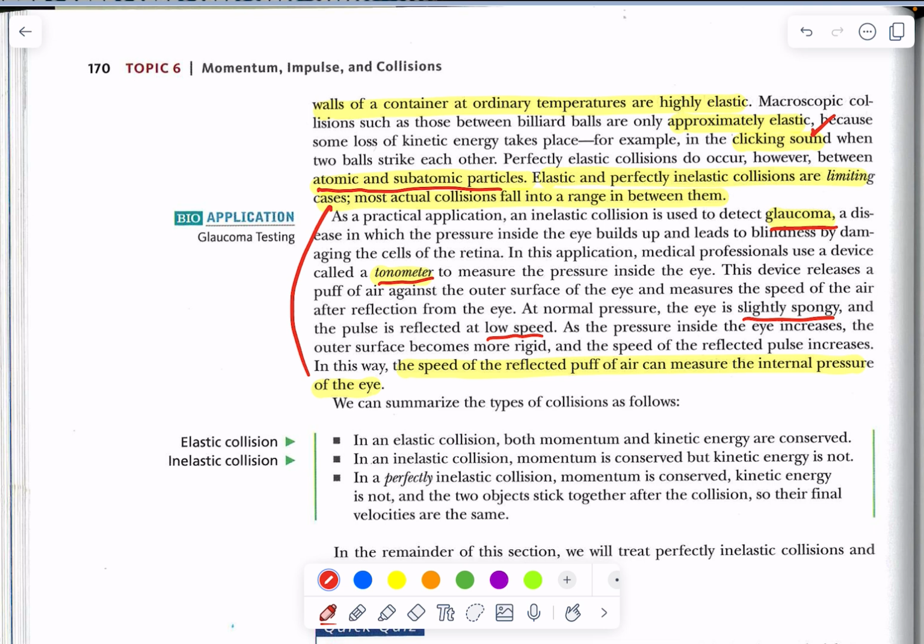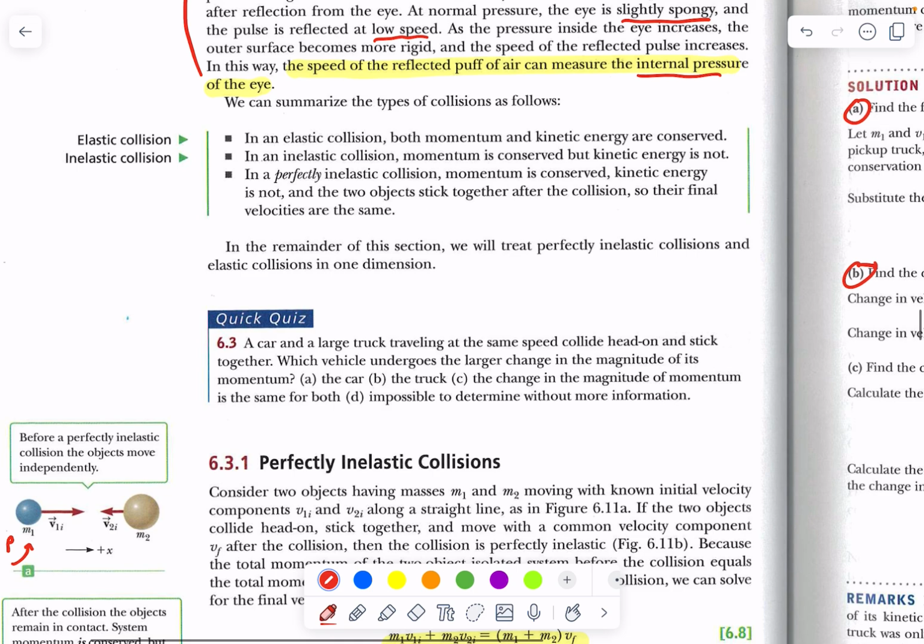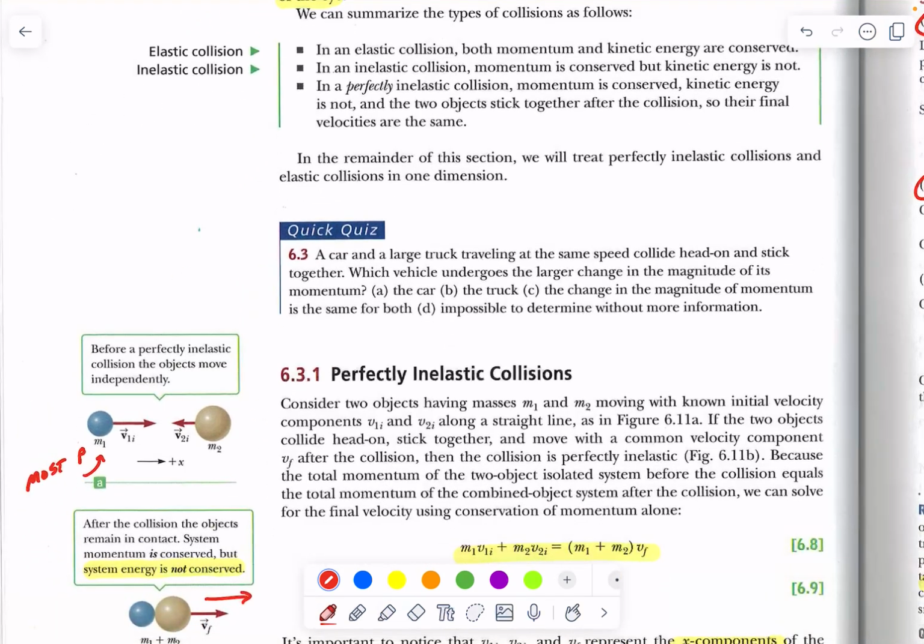And so the speed of the reflected puff of air can measure the internal pressure of the eye. And the faster the speed, the greater the pressure, and that would give you an indication as to the extent to which you have glaucoma. At this point, you could pause the video and do your quick quiz.